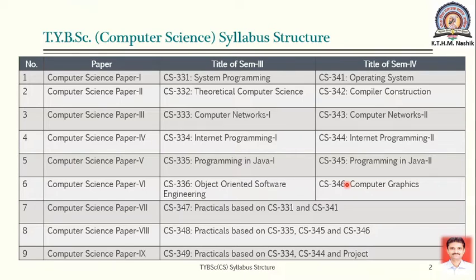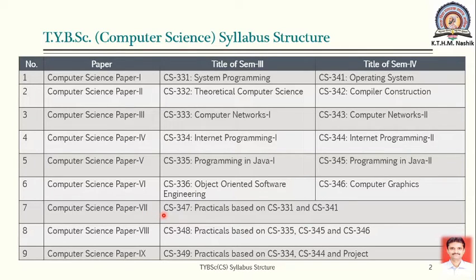Then to study how interaction is handled in graphic system, how manipulation of graphical objects is done by applying different transformations. This is about theory papers, paper 1 and 6. Let us come to practical papers.